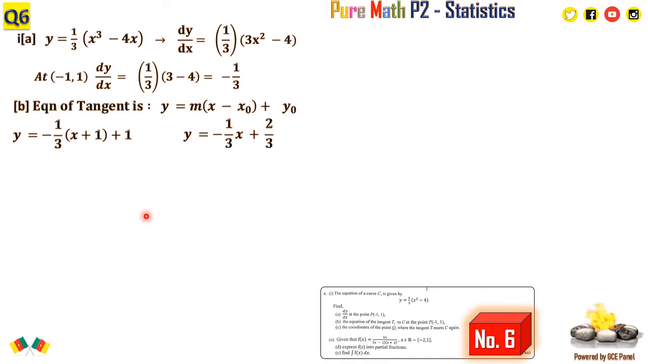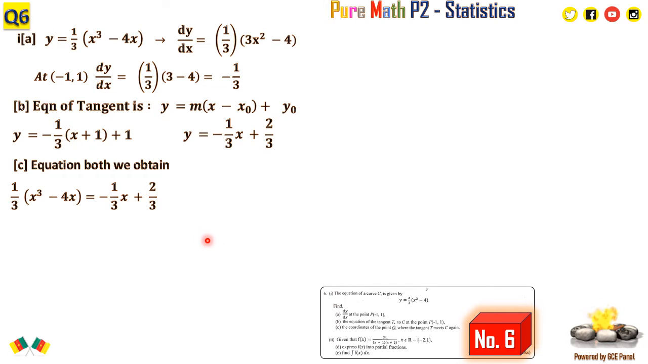So at the point where the curve and the tangent intersect, the x value there is one of the roots of the equation. So for us to find the other points where the curve and the tangent will meet again, we have to equate the tangent to the curve. Therefore, in C, we have curve equals tangent. So this will give us 1/3 (x cubed minus 4x) equals 1/3 x plus 2/3. When we simplify this, we will end up with x cubed minus 3x minus 2 equals 0.